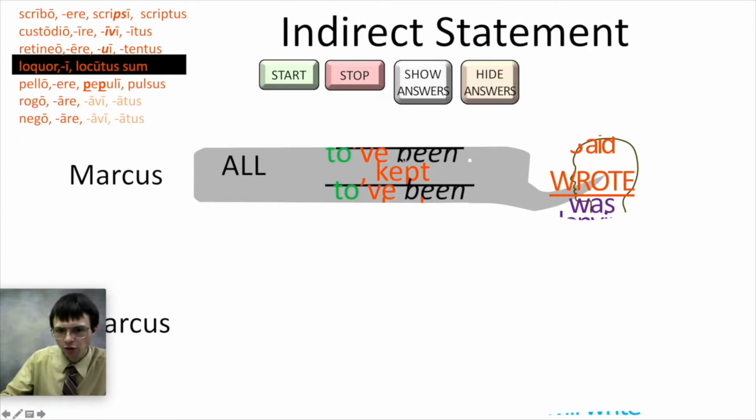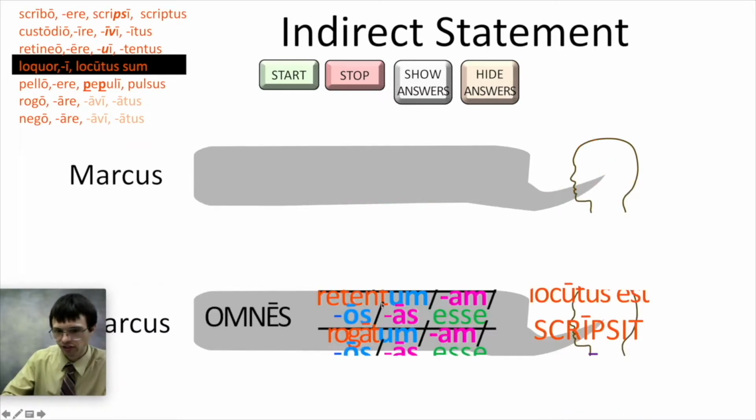Marcus, all to have been kept, wrote. Now, kept here is retineo, retinere, retinui, retentus. So let's say it. Marcus omnes, to have been kept. Now, what infinitive would that be? Been is passive, apostrophe V is past tense. So this is your PPP, retentum. And then it has to match all, so you would probably better make it retentos. Show the answer. Yes, Marcus omnes retentos esse scripsit. All right, I missed that one.